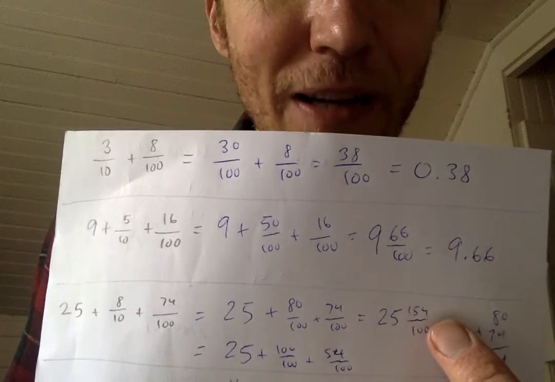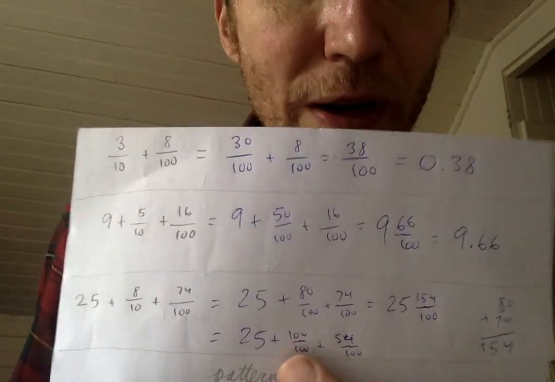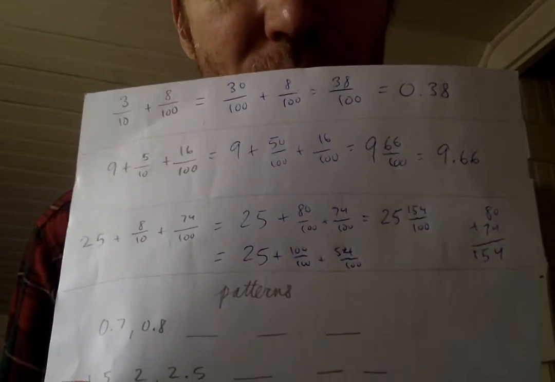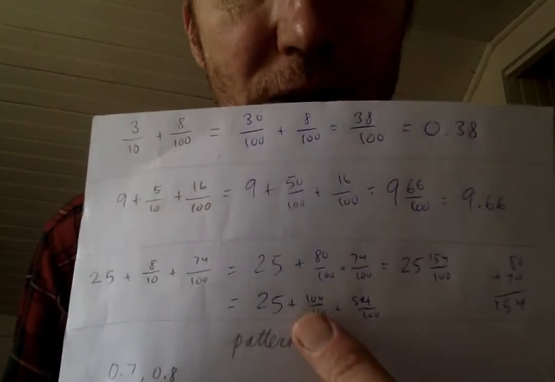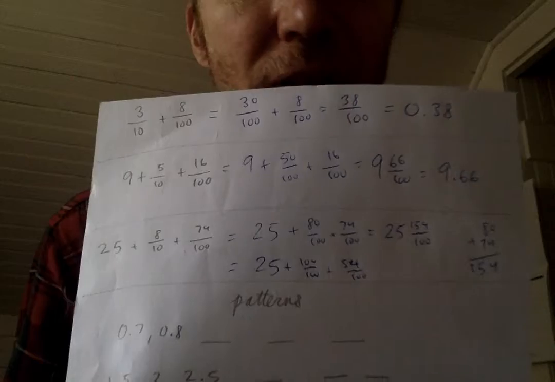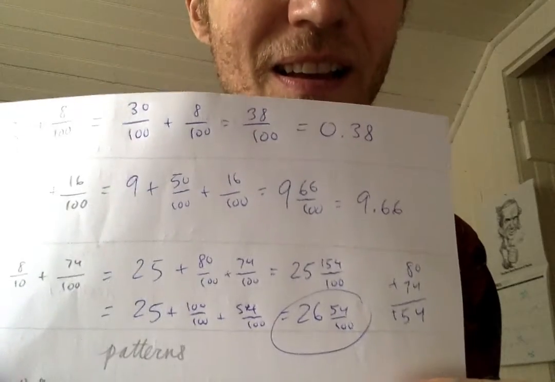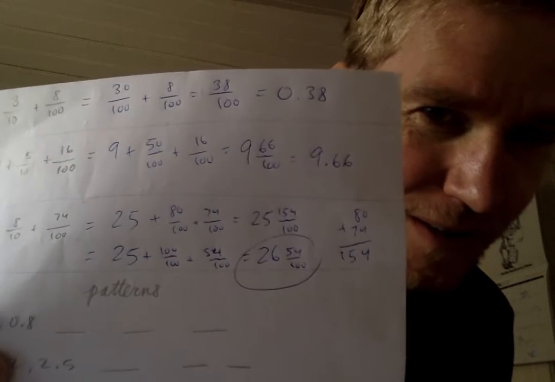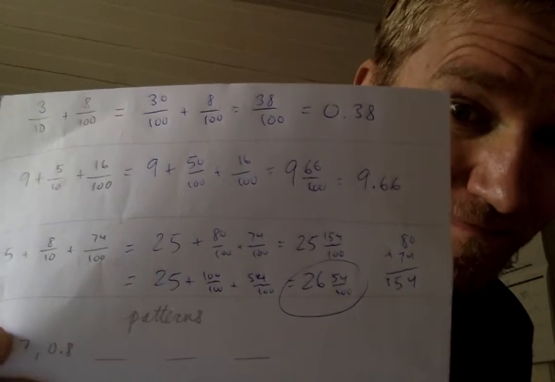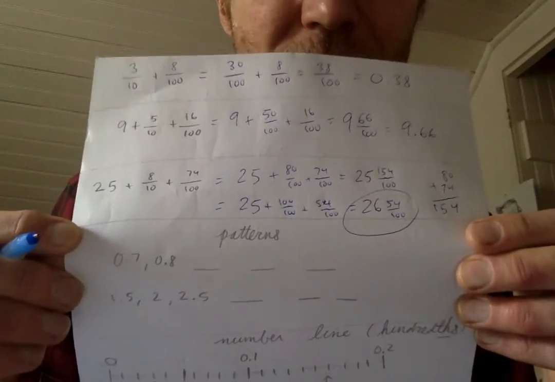It's an improper fraction. We got to turn it into a mixed number. So 25 plus 100 hundredths, aka 1, is 26. And then you add the 54 hundredths. So it's 26 and 54 hundredths. That took a lot of steps. The nice thing about online videos is you can always just rewind and watch that part again. Or pause it. We're also going to be looking at some patterns.